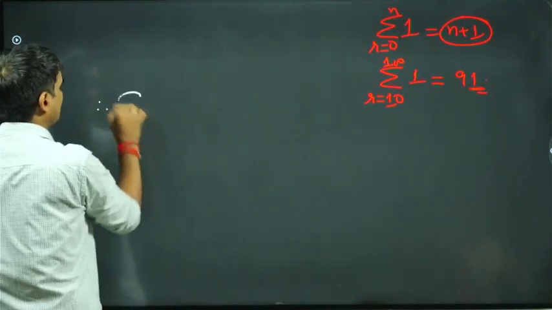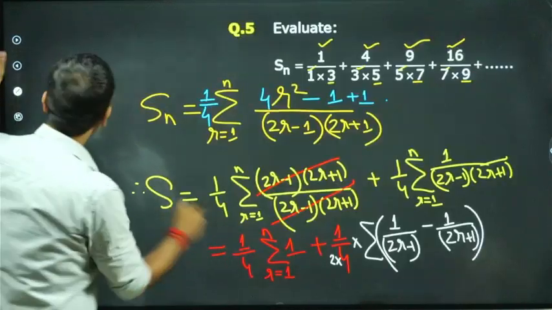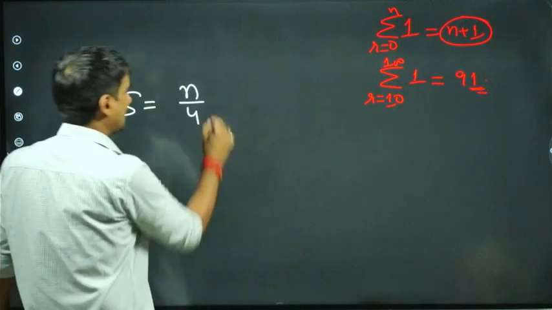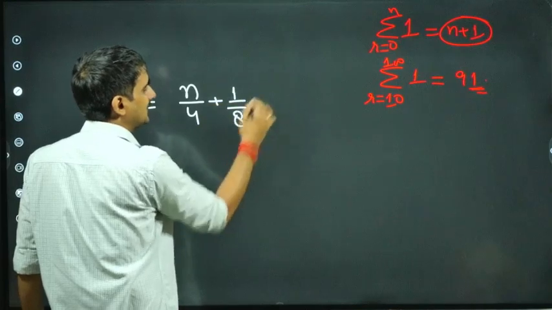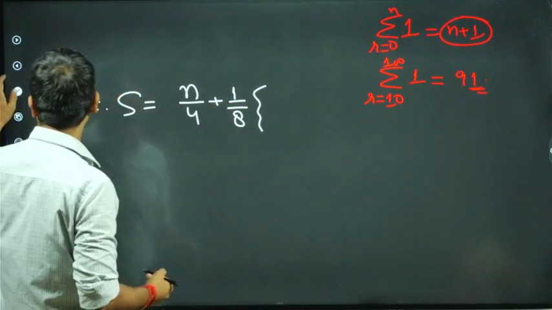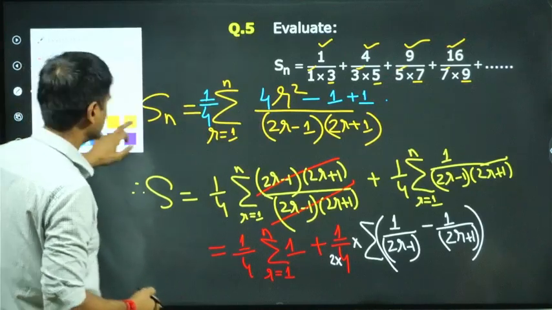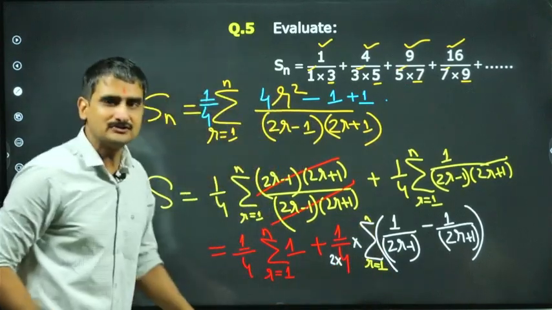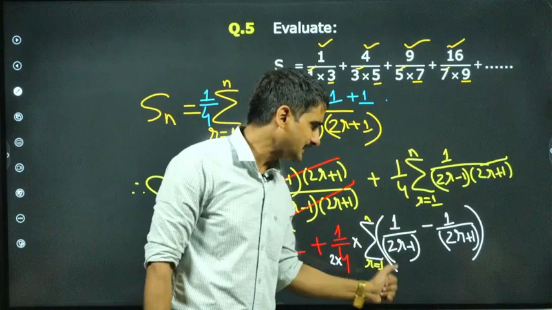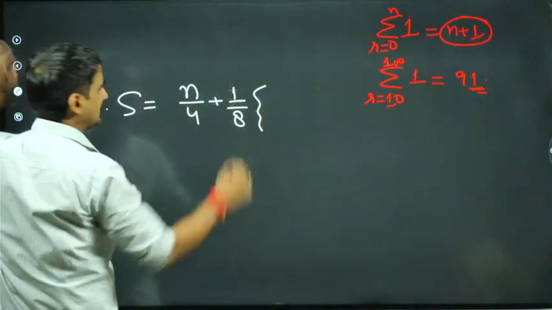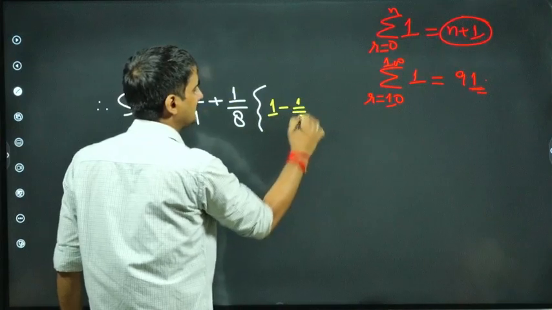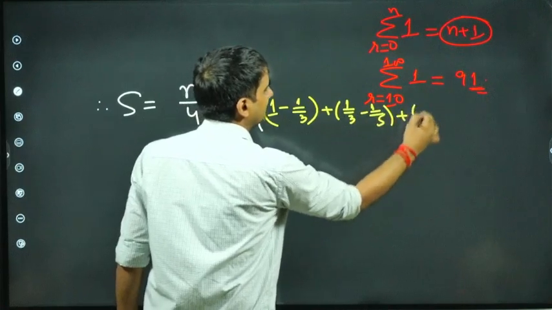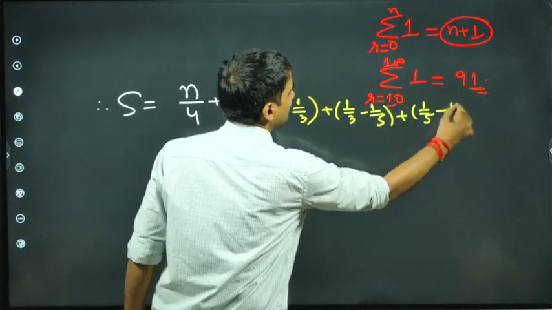So let us write it. Therefore our Sn is nothing but n by 4 because r goes from 1 to n, and this is 1 by 8 times. Now let's put the values of r here, बच्चों. r की वैल्यू रखते हैं, तो r of course यहाँ पे 1 से n जा रहा है. So when you substitute r by 1, we get 1 minus 1 by 3. Similarly, 1 minus 1 by 3 plus 1 by 3 minus 1 by 5 plus 1 by 5. We don't need to write that many.